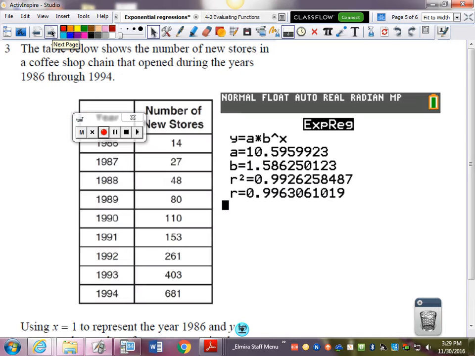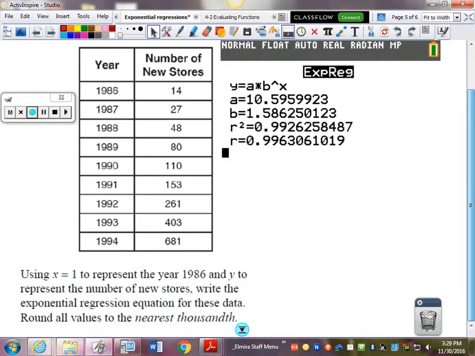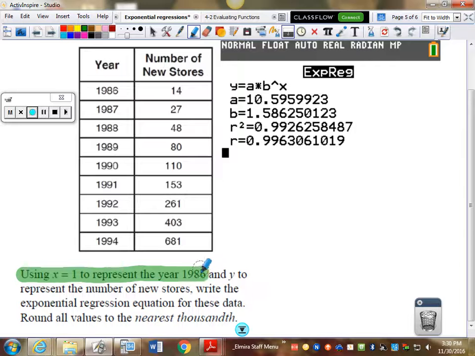Number 3 is a little bit different, because in number 3, you have some extra directions, okay? It says all the stuff in the beginning, but then down here at the bottom, very important, and a lot of times with years, you're going to want to look for this. Using x equals 1 to represent 1986. Guys, most of the time, however the data is given to us, whatever numbers we see, we use. We do not change data numbers.